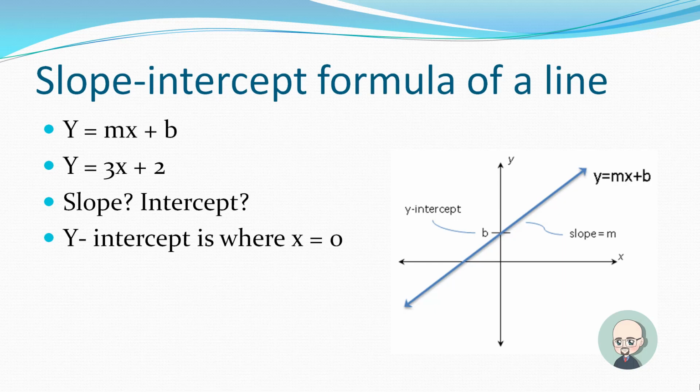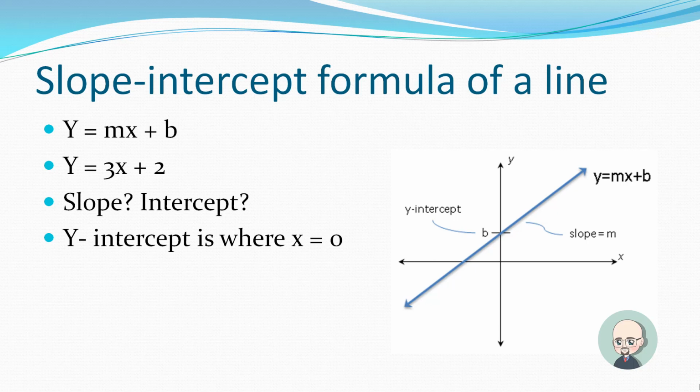Now we have the slope-intercept formula of a line. What this is doing is figuring out the formula of the line. Okay, y equals mx plus b. That's the general formula for a line. Y equals 3x plus 2. What's the slope? What's the intercept? B is the y-intercept. M is the slope.